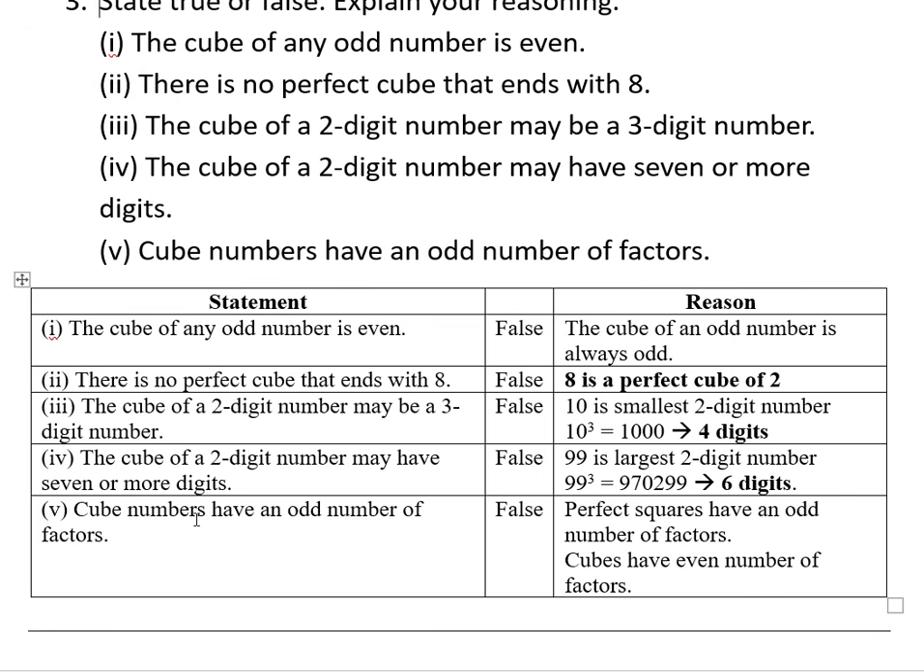The cube number have an odd number of factor. So let's see, the perfect squares have an odd number of factors, but the cube have even number of factors. That's a rule. So based on this rule, the cube number have an odd number of factor is false because it will always have an even number of factors. So this is how all 5 statements are false, and the reasons are mentioned over here.